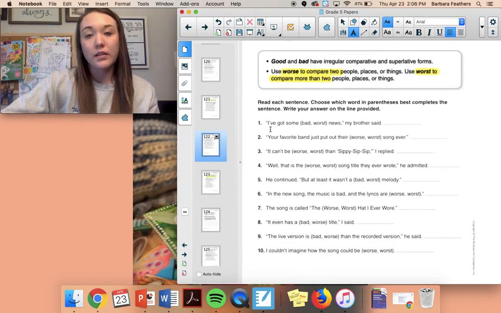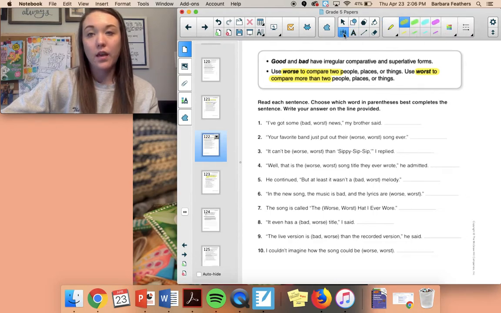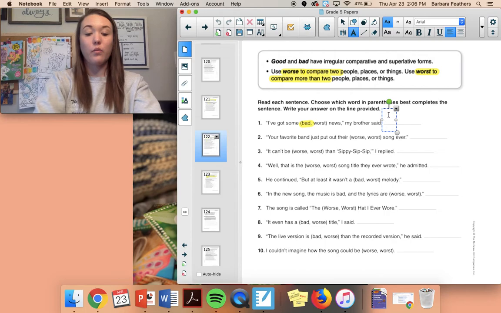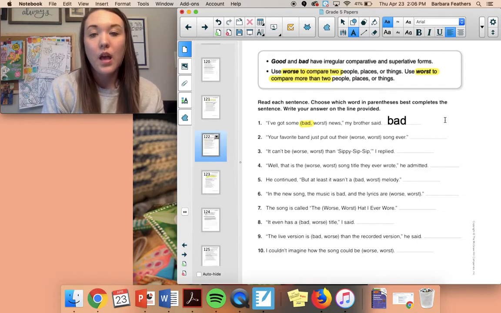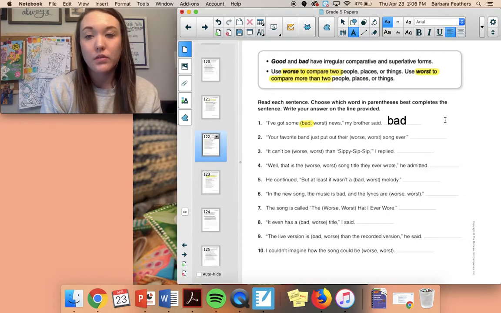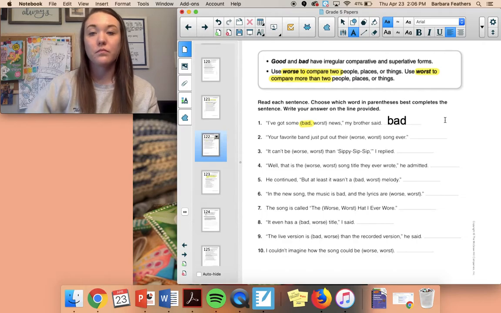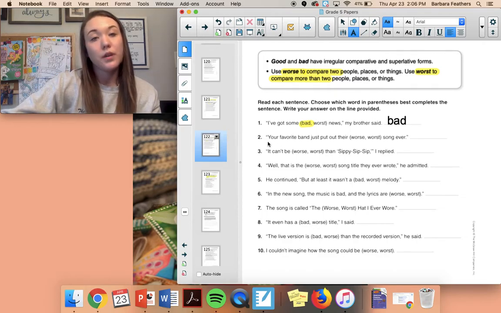Number 1 says, I've got some blank news, my brother said. Here, I'm not comparing anything, it's just some bad news. So for number 1, I'm choosing the word bad and writing it on the line. I can reread that sentence to make sure it makes sense. I've got some bad news, my brother said.